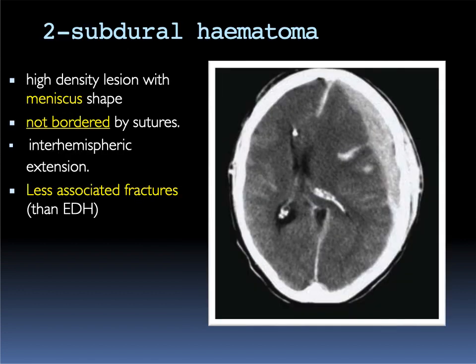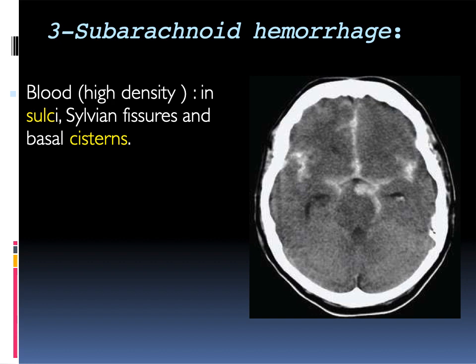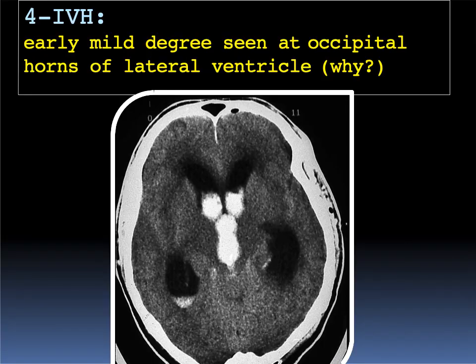In this case, we have a subdural hemorrhage, meniscus shaped, not limited by sutures, and less associated with fracture. It is not necessarily associated with fracture. In subarachnoid hemorrhage, the CSF spaces show hyperdensity, in the basal cistern. In intracerebral and intraventricular hemorrhage, the lateral ventricle, posterior horns with a fluid level, third ventricle or frontal horns, contain hyperdensity.